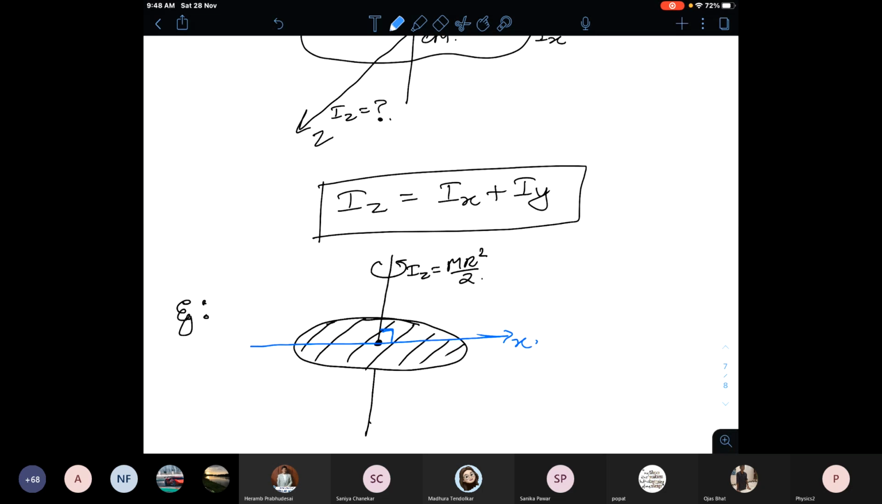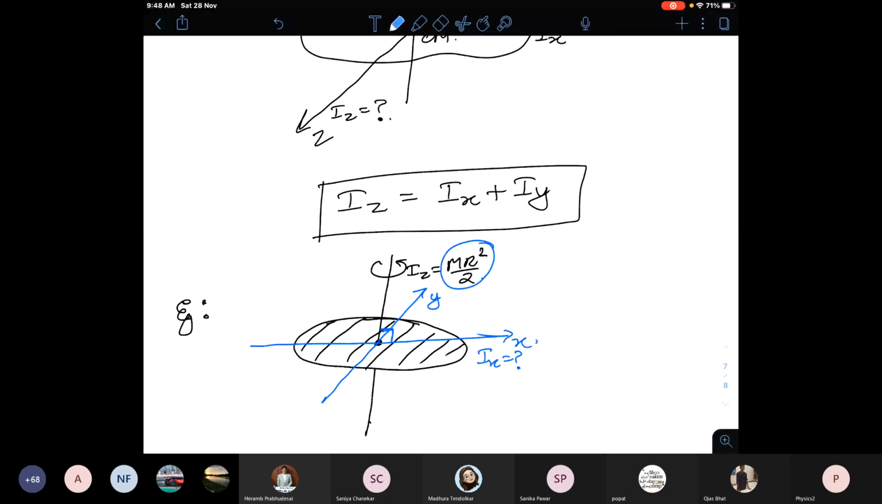But for the perpendicular axis theorem to be applicable, you need another perpendicular axis like this in the plane of the disk, that is in the y direction. This is y, sorry, this is y. So x and y are in the xy plane where your disk is, and along the axis perpendicular to the plane you know the moment of inertia, and I want the moment of inertia about x.